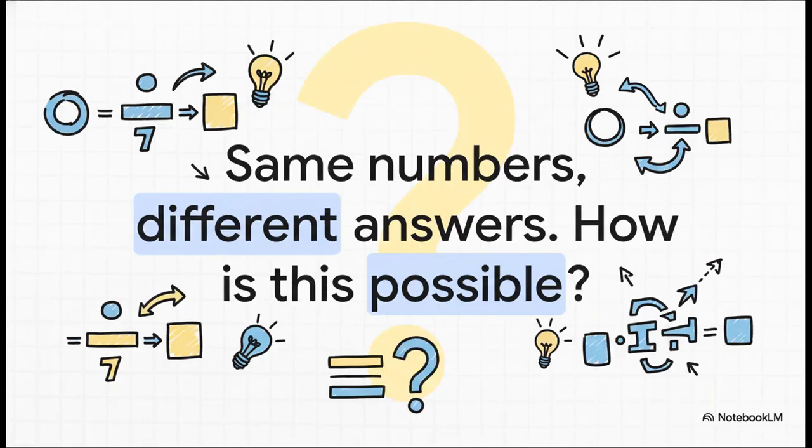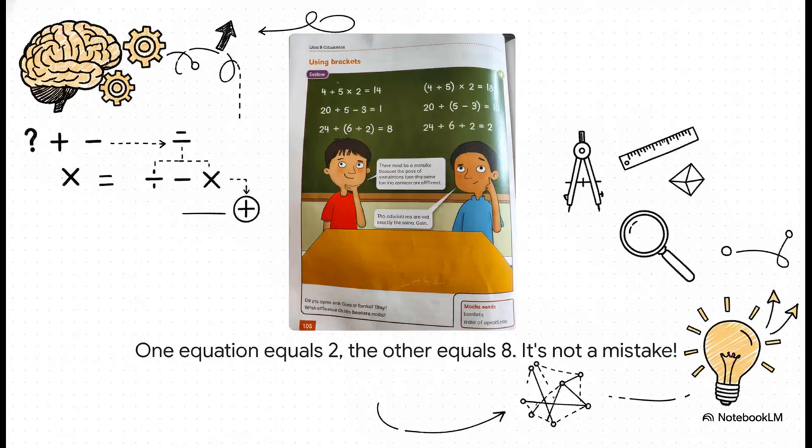Okay, let's just dive right in with a little bit of a puzzle. Take a look at these two math problems. They use the exact same numbers, 24, 6, and 2, and the very same division signs. So how on earth is it possible that they end up with totally different answers? Just look at them. The first equation gives you 2, but the second one equals 8. It kind of looks like a mistake, right?